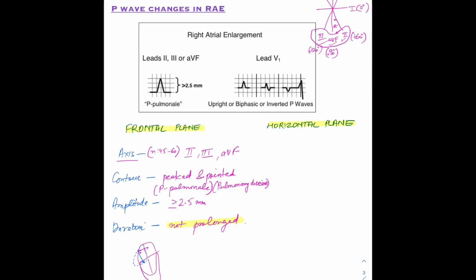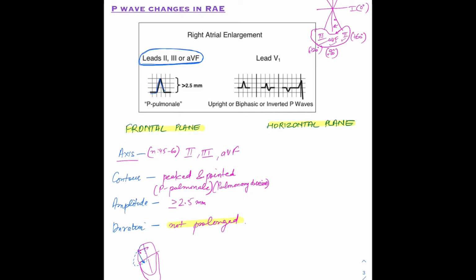Now if we look at the figure above, we see that the best leads to look for the change in the P wave morphology are leads 2, 3 and AVF, because these recording electrodes are actually facing the vector produced by the atrial activation. And if you see, the P wave is pointed here and it is more than 2.5 mm, or more than 2.5 small squares, but the duration is still less than 2.5 mm, or 2.5 small squares.